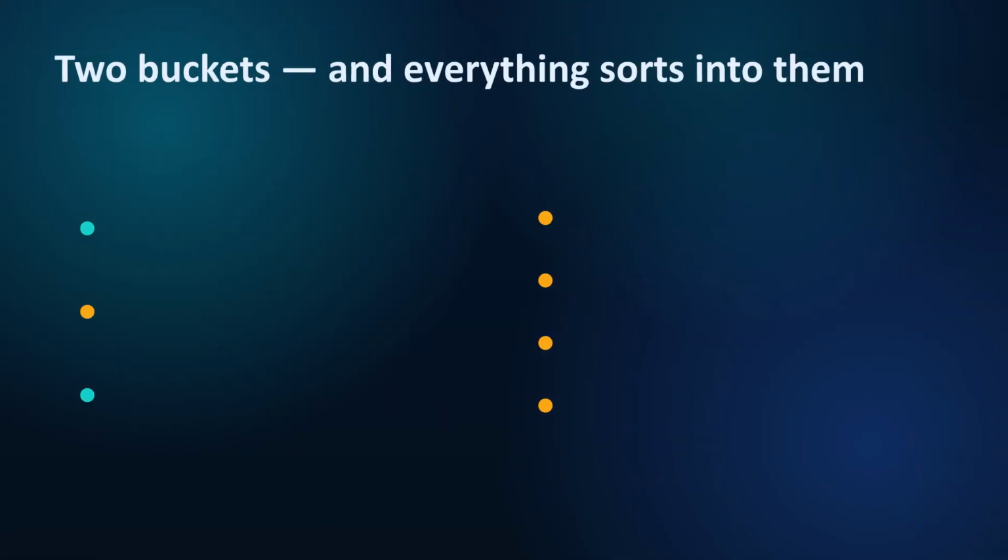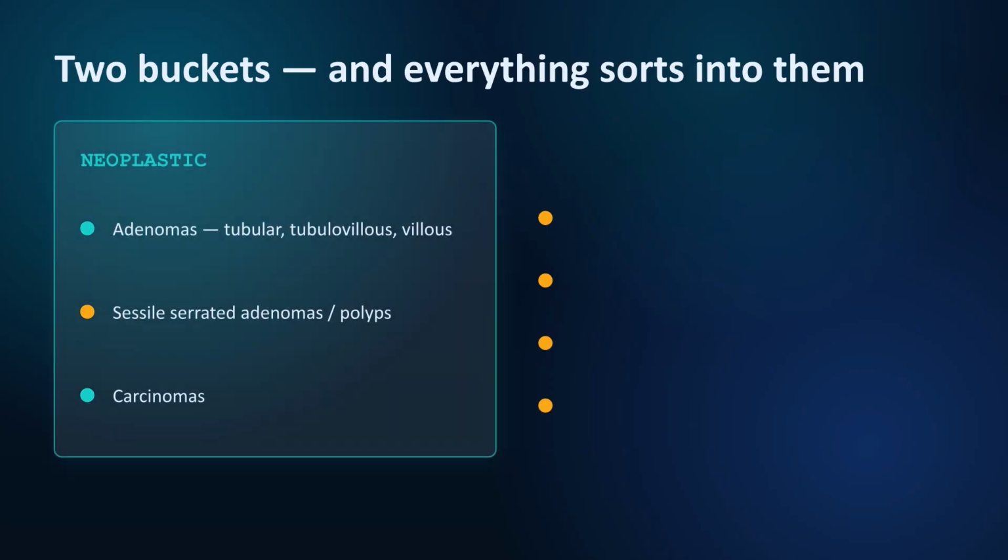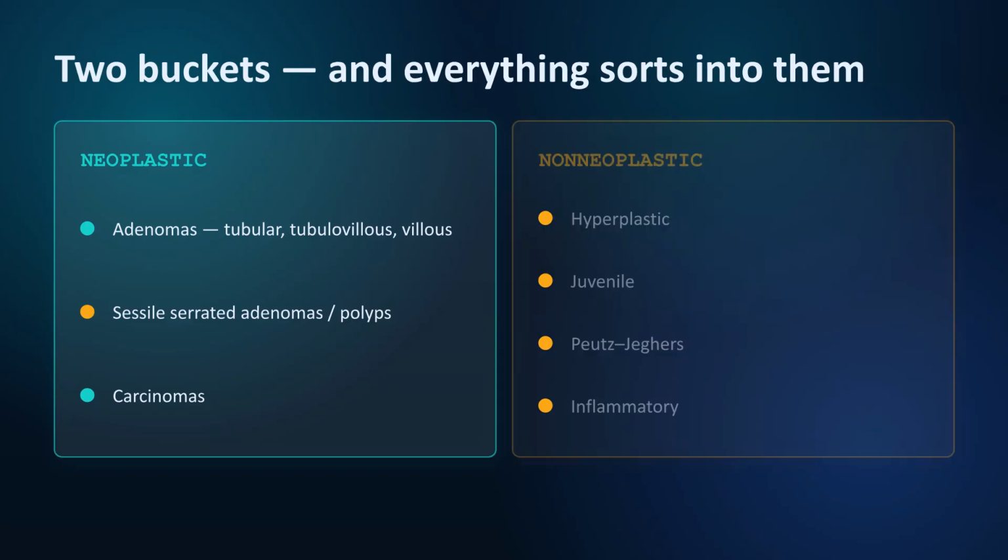Every polyp falls into one of two buckets. Neoplastic polyps carry a genetic program that can progress to cancer. That bucket holds adenomas, sessile serrated lesions, and frank carcinomas. Nonneoplastic polyps generally do not progress. That bucket holds hyperplastic polyps, juvenile polyps, Peutz-Jeghers polyps, and inflammatory polyps. Sorting a polyp into the right bucket is the first thing you do with any pathology report, because the neoplastic bucket drives surveillance, and the non-neoplastic bucket usually does not.